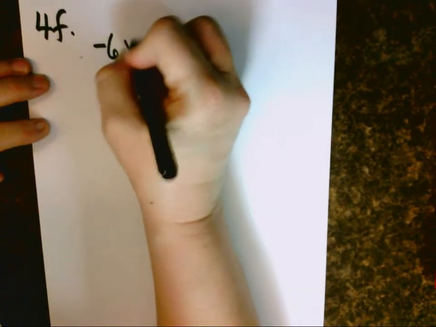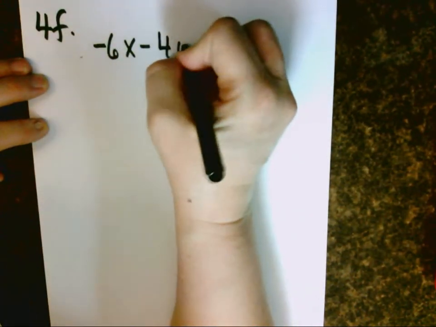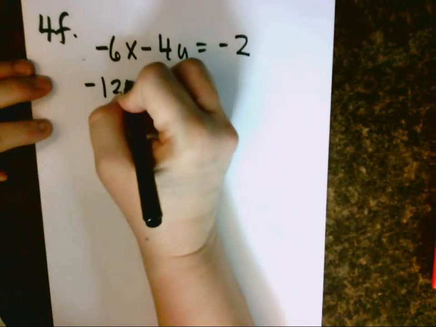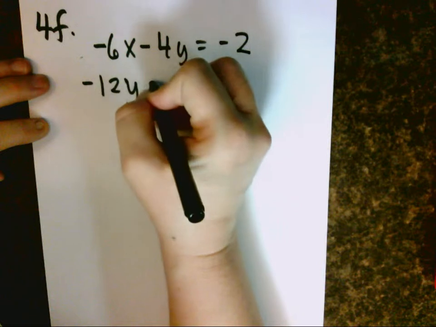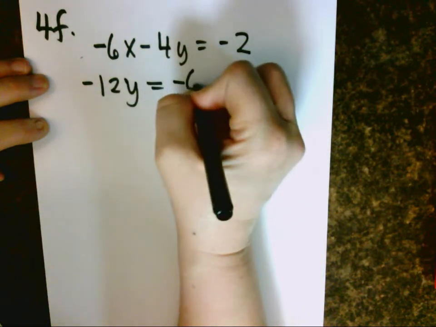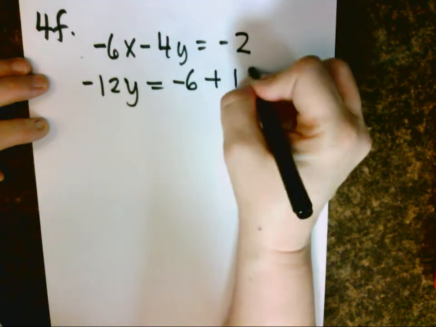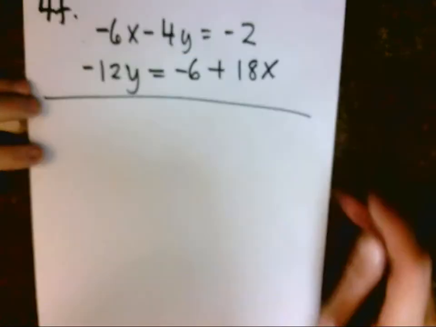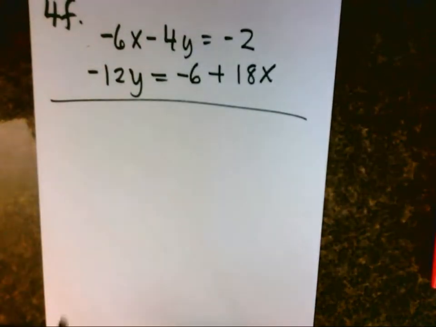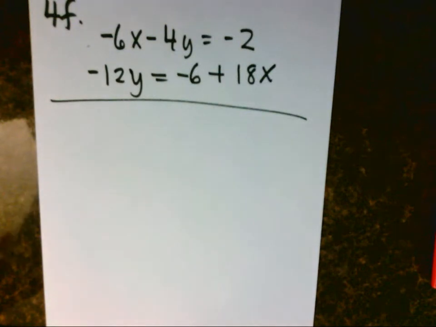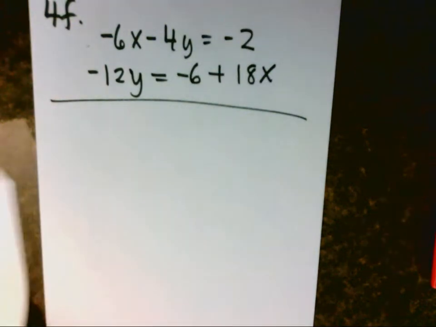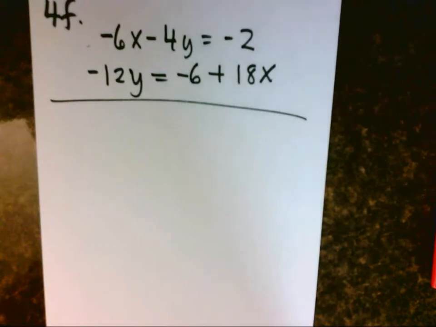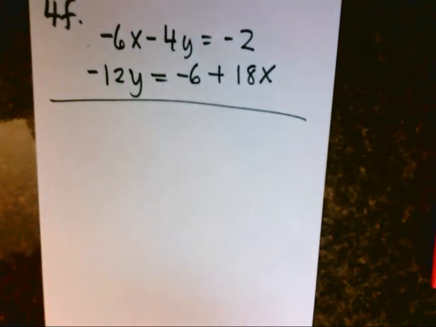All right, and our final example will be for F, and it goes like this. Negative 6x minus 4y equals negative 2, and negative 12y equals negative 6 plus 18x. Ugh, I don't know why they don't line these up for us, but oh well. Let's double check that I copied this correctly. Yes. Good. Always make sure, if you have a tendency to miscopy things, that you don't do that, because I have that tendency. It's not uncommon at all.